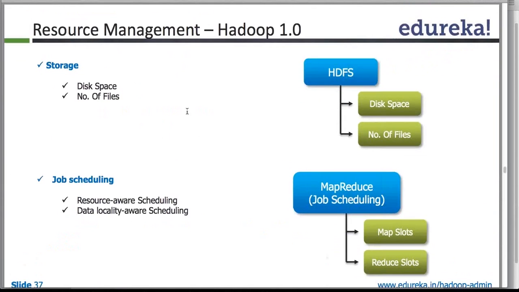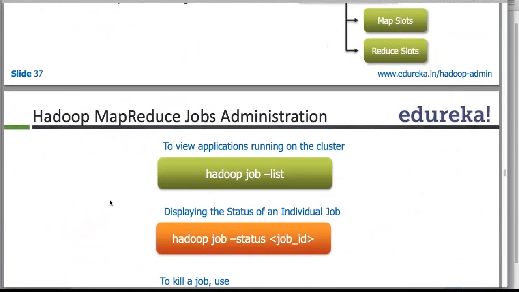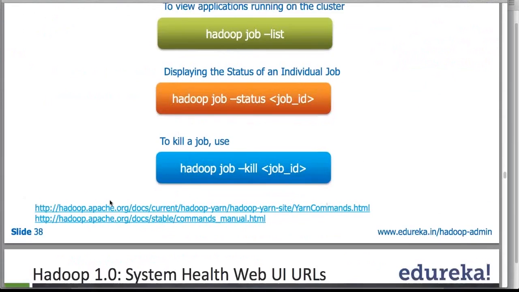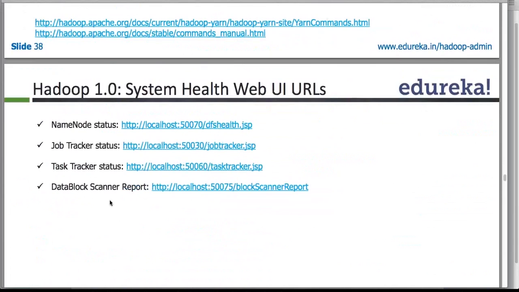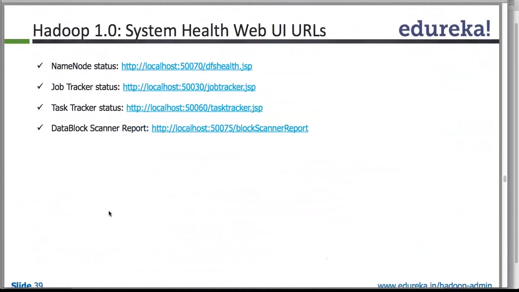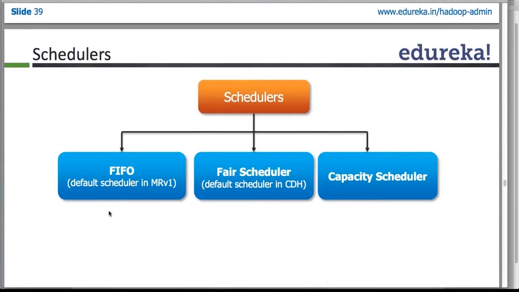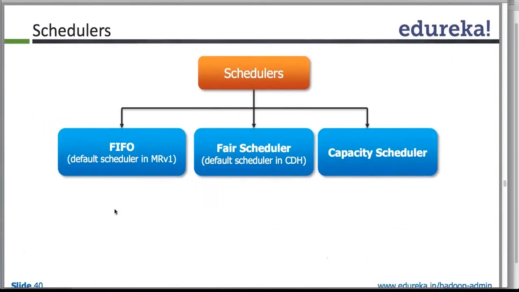So now let's look at MapReduce, right? We have talked a lot about HDFS, name node, data node. Now let's look at MapReduce. What are the schedulers? What do they do? Okay. So now let's quickly go to a system and configure it.